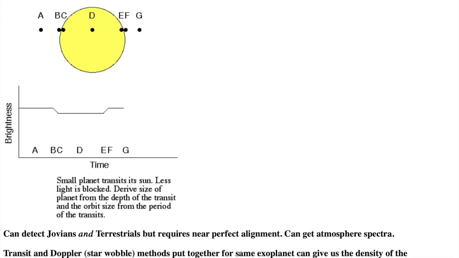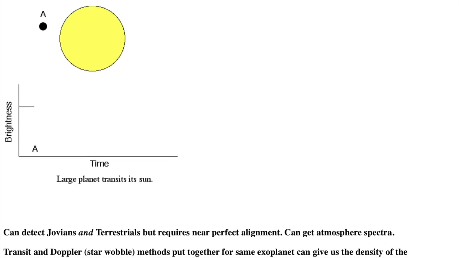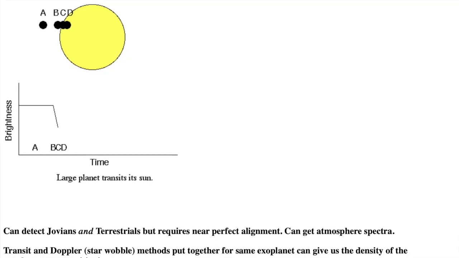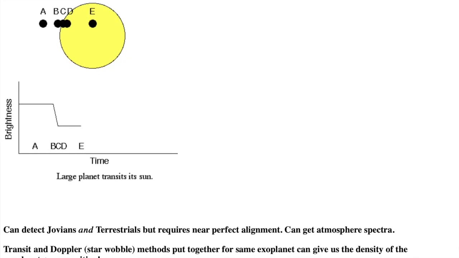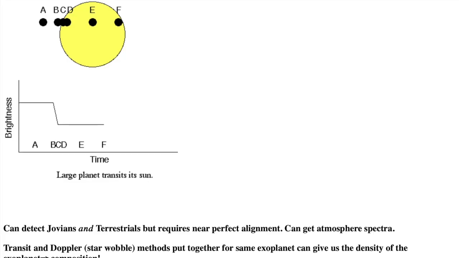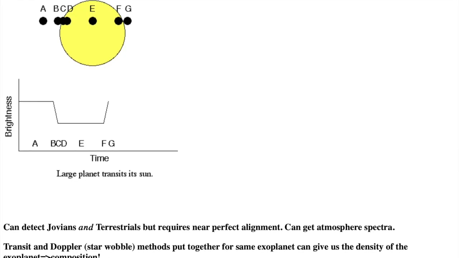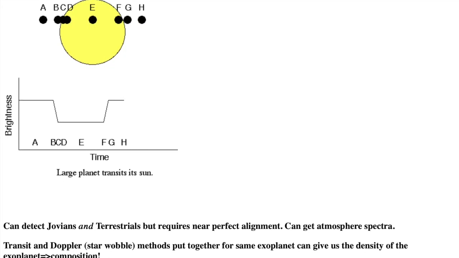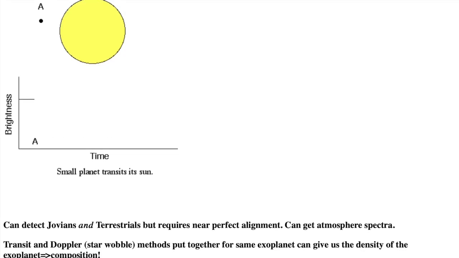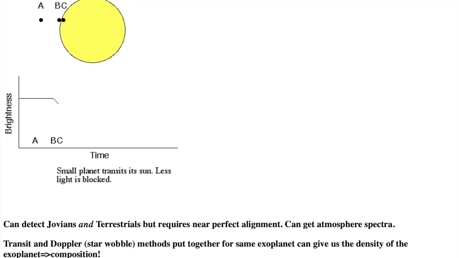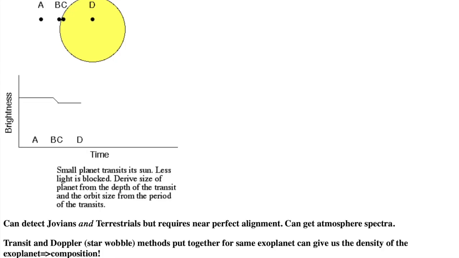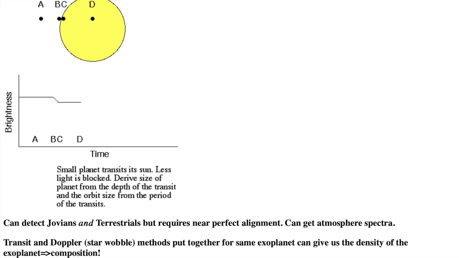The transit technique can detect both the large Jovian exoplanets and the small terrestrial exoplanets, but it does require near-perfect alignment of the exoplanet's orbit to our line of sight. This technique is biased toward finding large Jovian planets close to the star. They'll create bigger dips in brightness and more frequent transits.